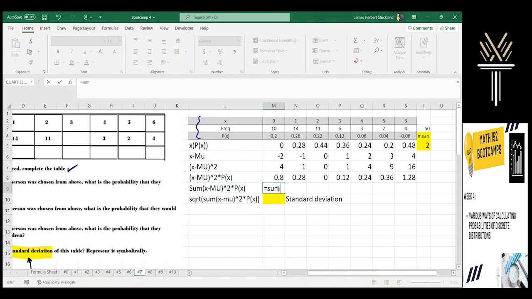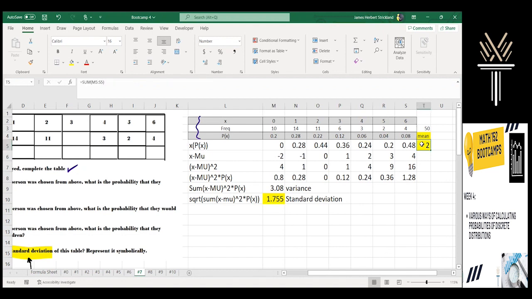So equals sum, parentheses, and select your values. Find the sum of those values. That there, my friends, is the variance, if they ever ask you, and the square root of the variance, SQRT, of the variance, that is standard deviation.